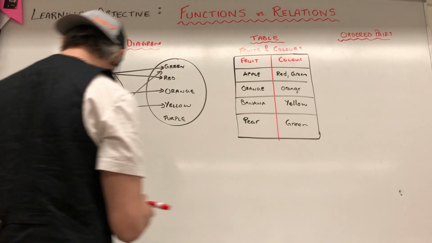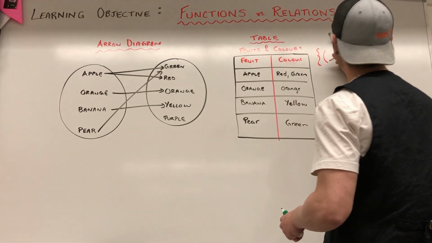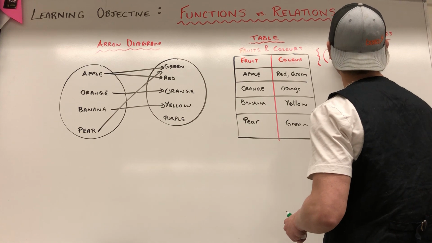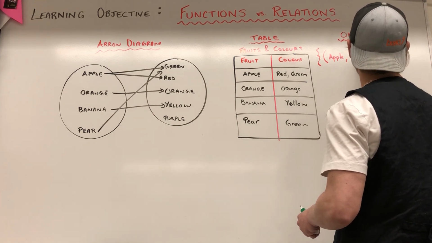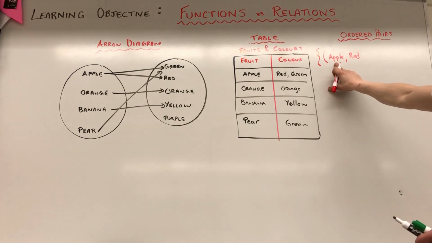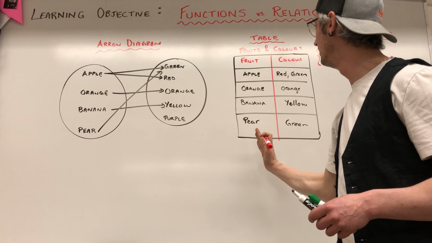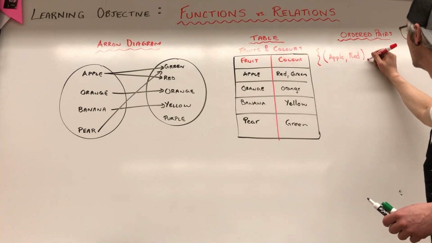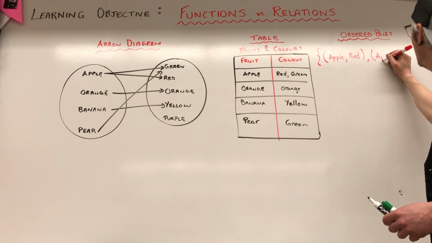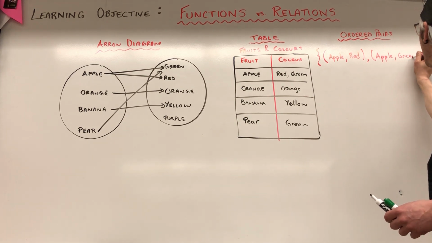Okay, so ordered pairs would be like this. We're going to open our bracket, and the first pair is apple. The first thing in the bracket before the comma is our input, okay? The second is our output. So apple is red, okay? And so another ordered pair is apple is green.